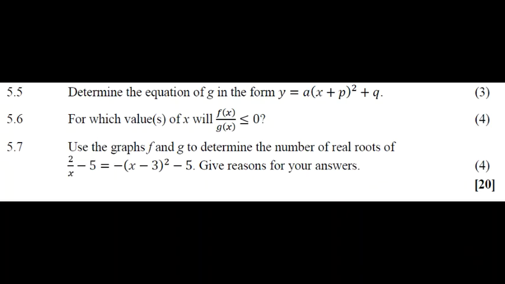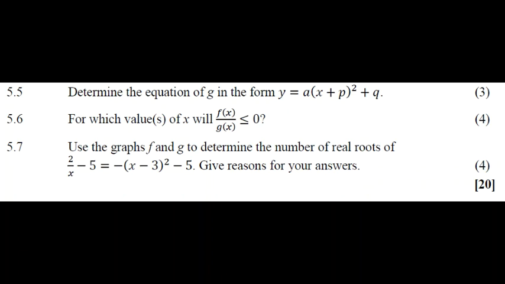Question 5.7. Use the graphs f and g to determine the number of real roots of 2 over x minus 5 is equal to -1 times (x minus 3) all squared minus 5. Give reasons for your answer. Now it gets interesting even here, and so we should look at it.